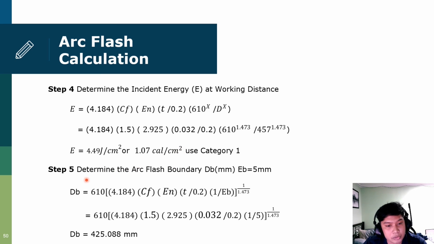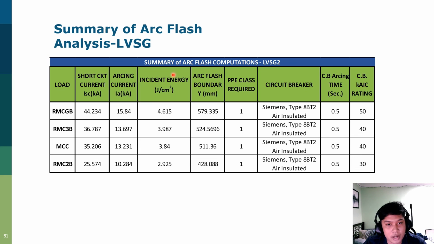In step 5, we determine the arc flash boundary dB in millimeter. The value of EB is 5 millimeter. So this is the formula again. Now we substitute the variables to the said formula. The result of that is 425.088 millimeter. So this is the summary of arc flash computation in low voltage switchgear 2.